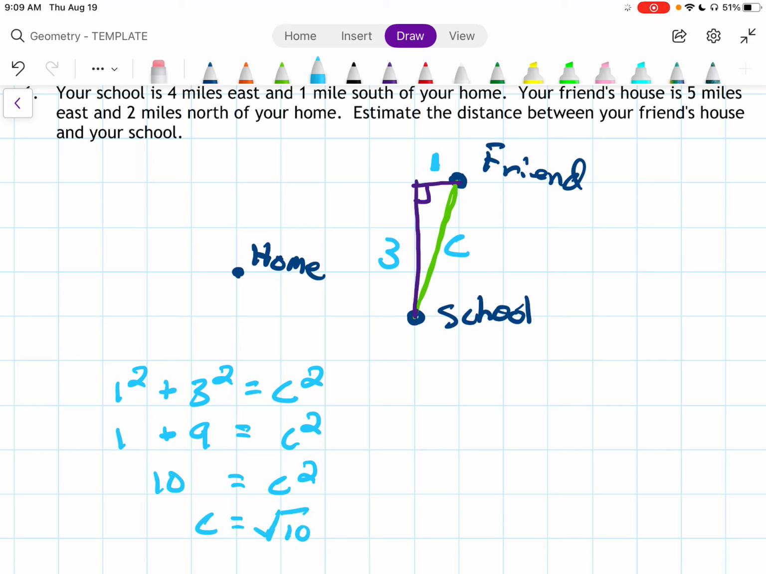And let's go ahead and type that in a calculator. Square root of 10 gives me 3.2. So we'll say 3.2, and what's our units? Our units are miles.